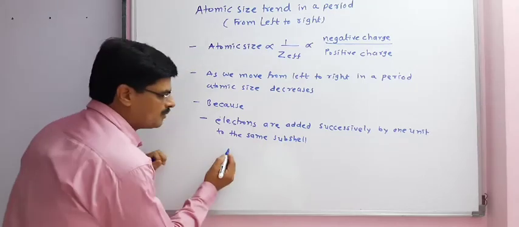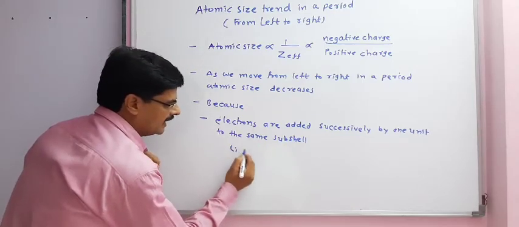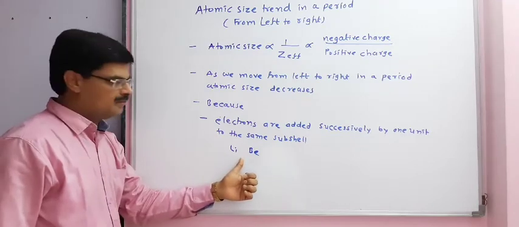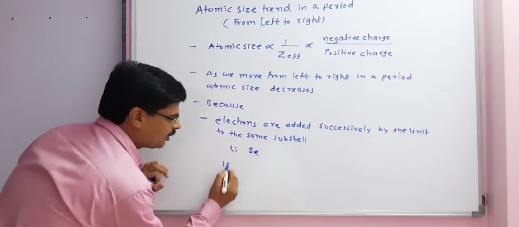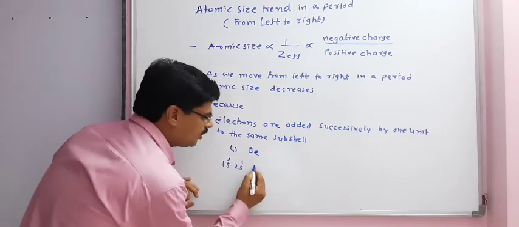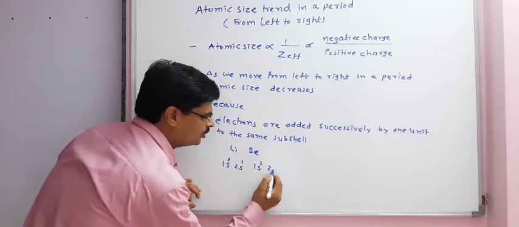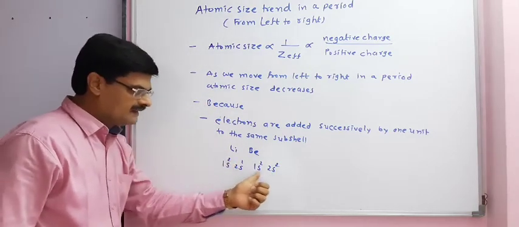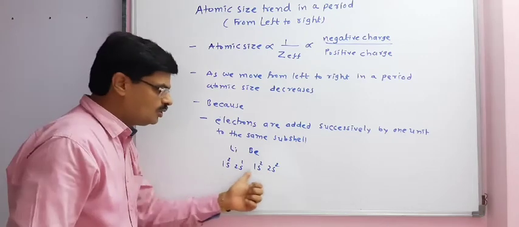This can be understood by taking example of Li, Be. They are of the same period number 2. Li electronic configuration is 1s2, 2s1, and Be configuration is 1s2, 2s2. So here we can see that successively electron enters to 2s subshell.